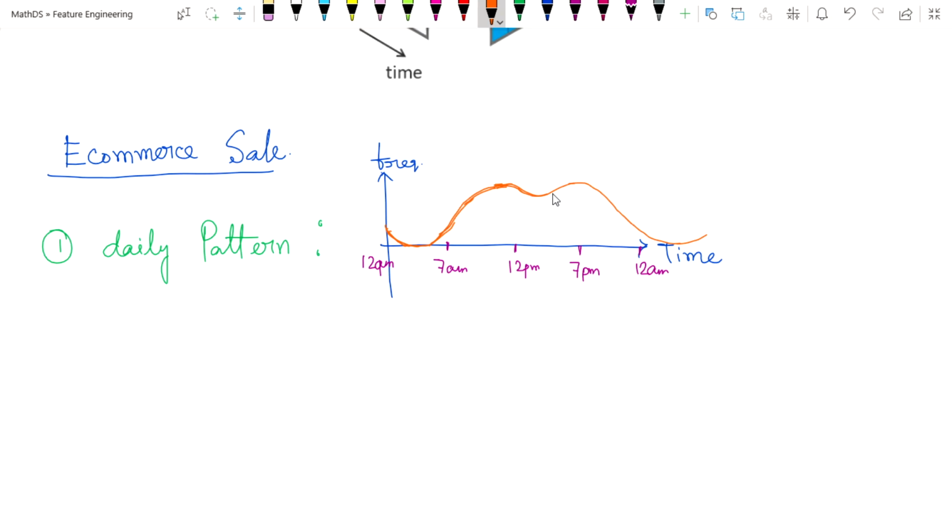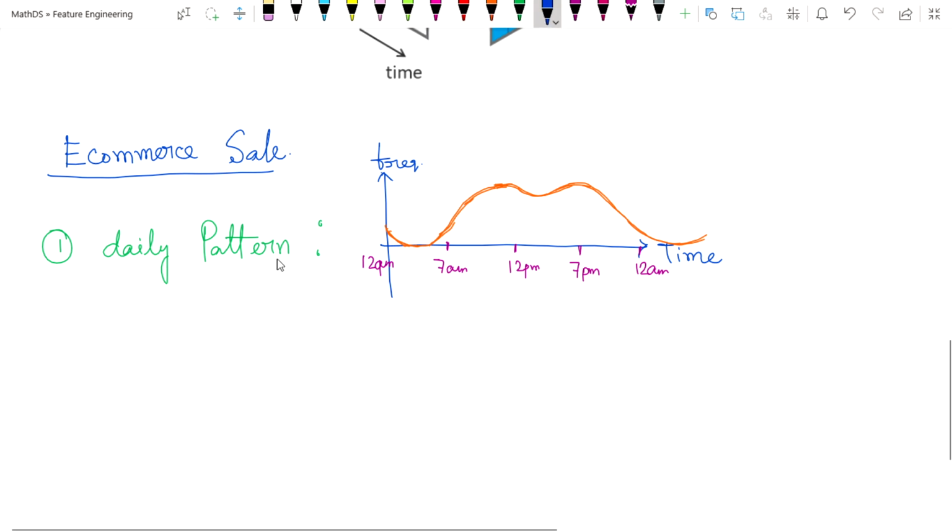guys who have jobs in the corporate sector, we have seen that they are mainly interested in buying their product in the evening time, and the sale increased, and after that it decreased. This kind of pattern we have seen.